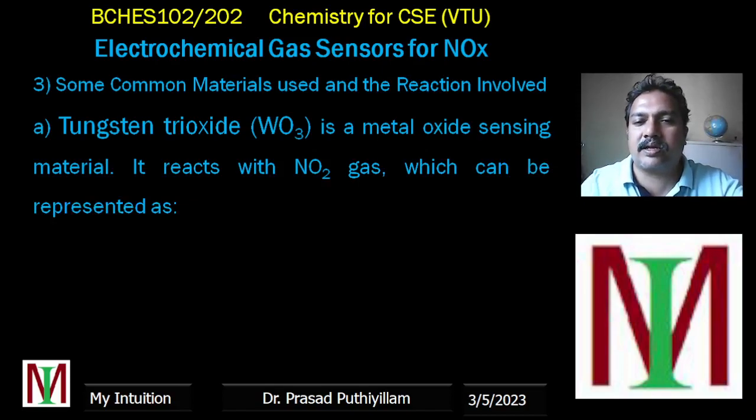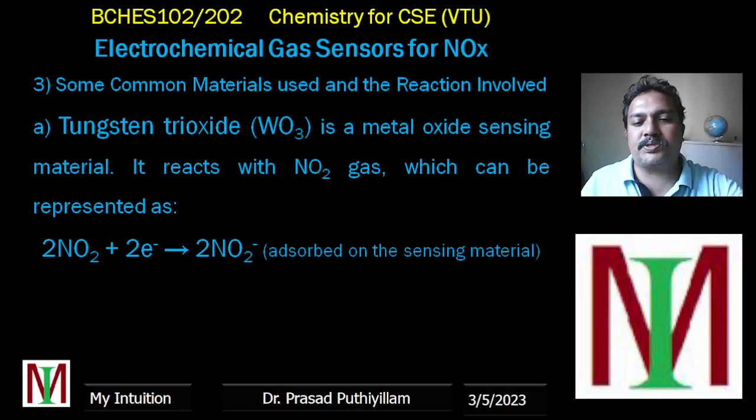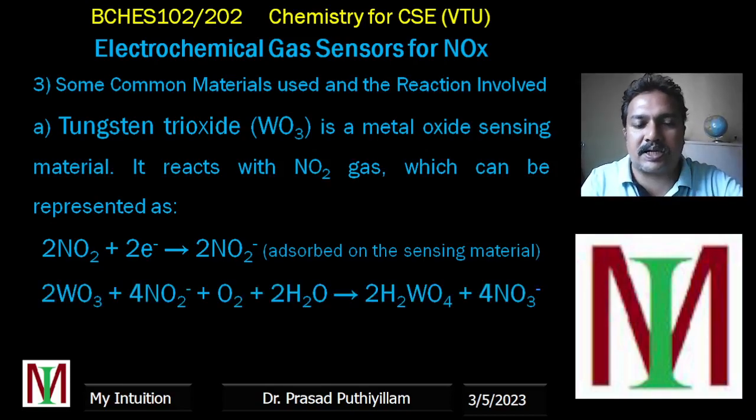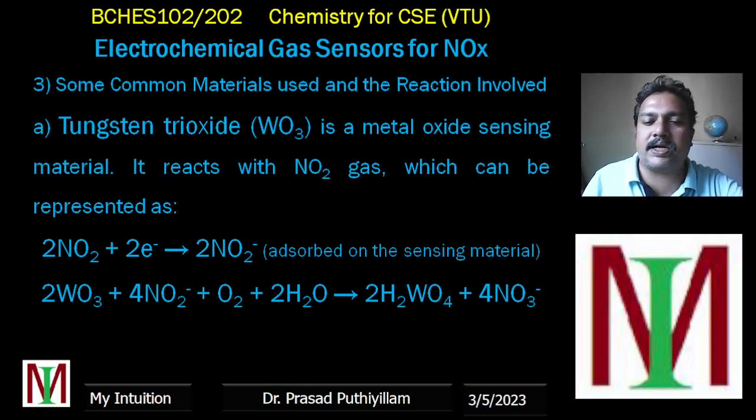Tungsten trioxide is a metal oxide sensing material. It reacts with the oxides of nitrogen gas, which can be represented as 2NO2 plus 2 electrons gives 2NO2 with a negative charge. That is adsorbed onto the sensing material in that form, and it reacts with the sensing material. With tungsten trioxide, it reacts with NO2 minus in the presence of oxygen and a little moisture, that is water molecules, to become H2WO4, and nitrate ion is formed, which can be easily measured. It increases the conductivity.